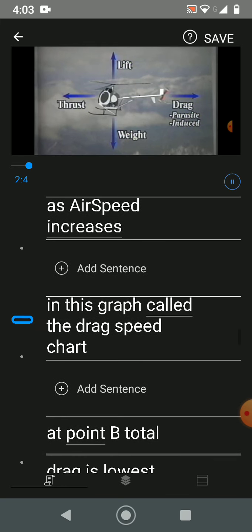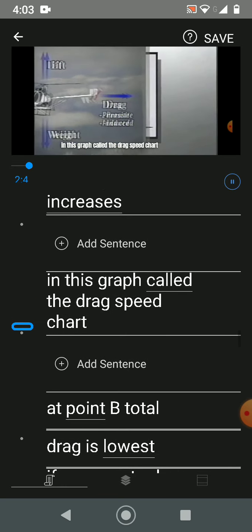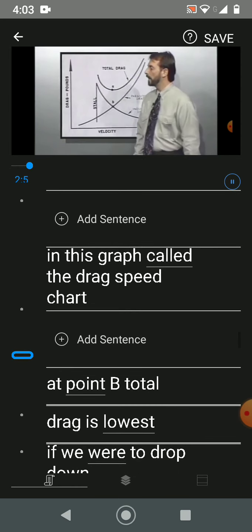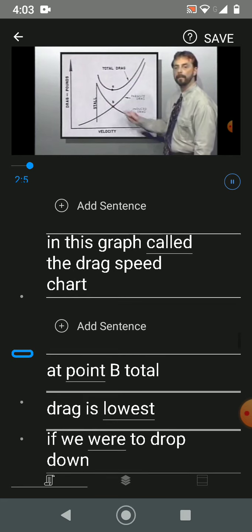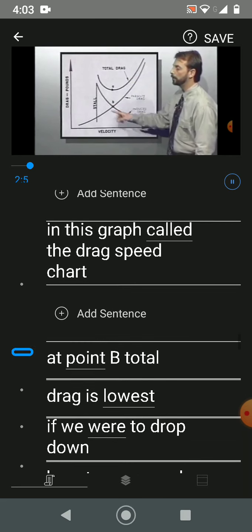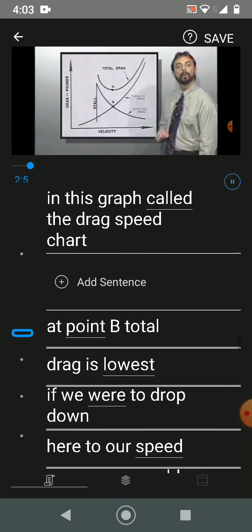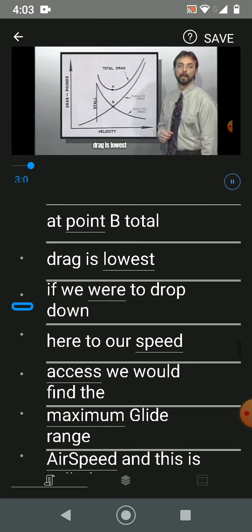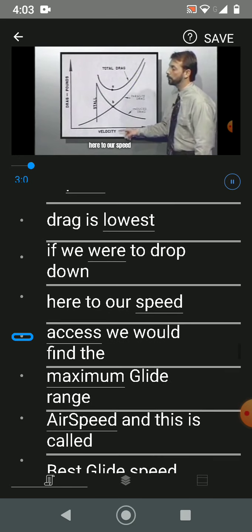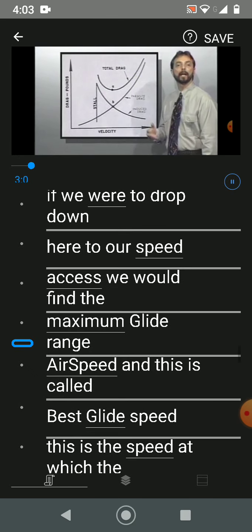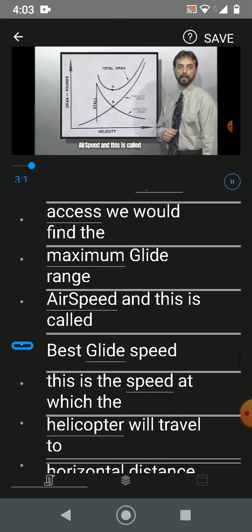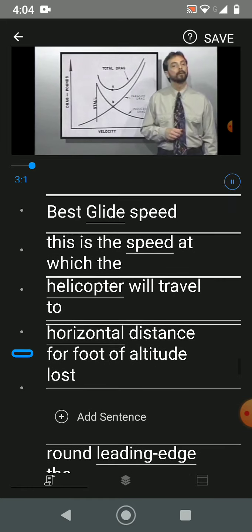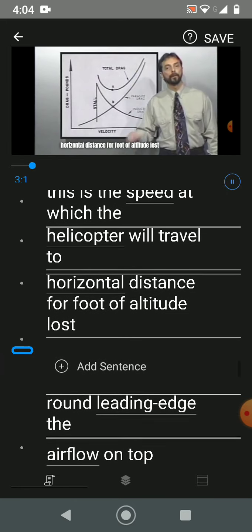We can see the relationship between drag and speed in this graph called the drag-speed chart. You can see that as airspeed increases, parasite drag increases and induced drag decreases. Where these drag coefficients cross at point B, total drag is lowest. If we were to drop down here to our speed axis, we would find the maximum glide range airspeed. And this is called best glide speed. This is the speed at which the helicopter will travel the maximum horizontal distance per foot of altitude lost.